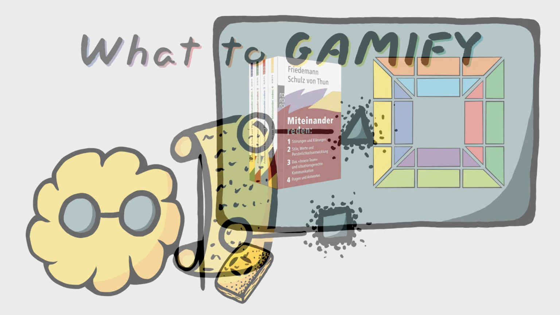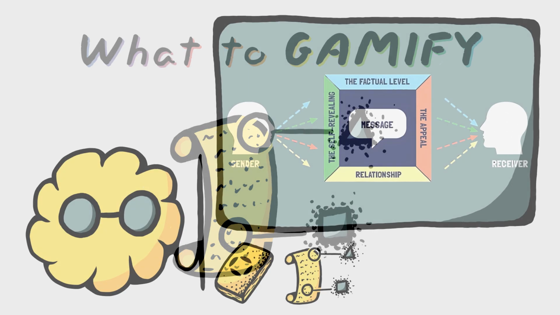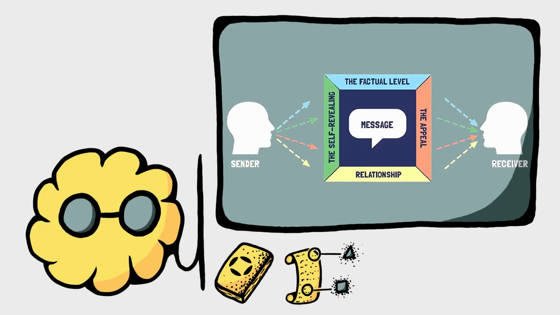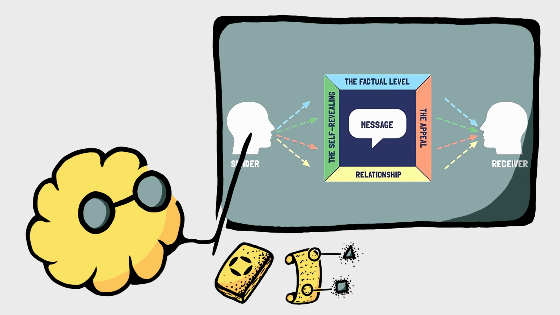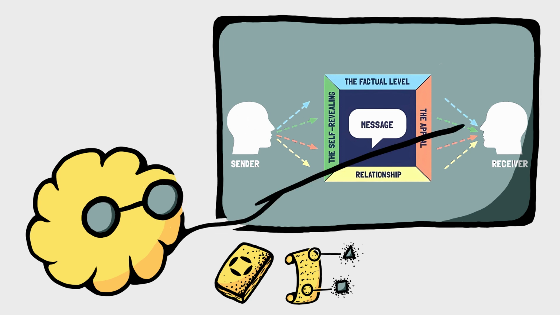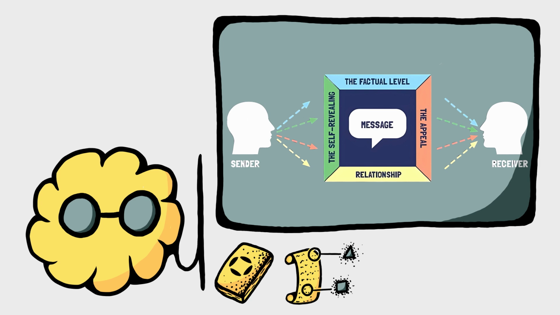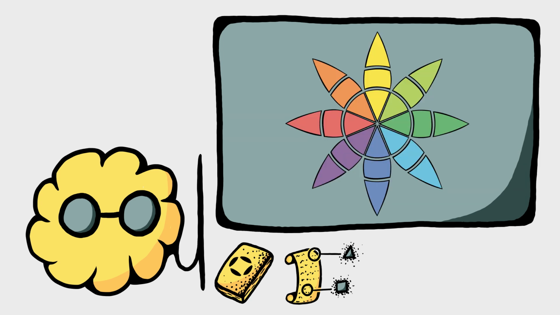What to gamify? From the Four Sides model, the main points that we decided to gamify into mind worlds were not only the four different levels of communication, but also the notion of having a sender and a receiver. Once this initial decision had been made, the next step was to take a look at our legacy.